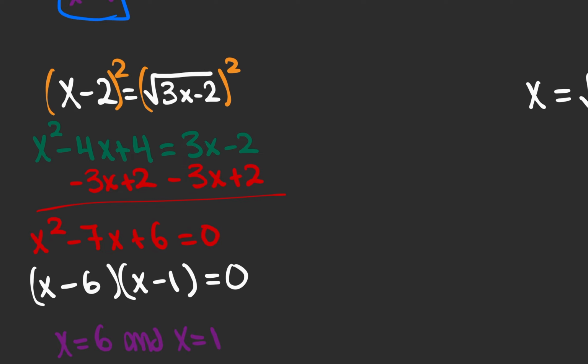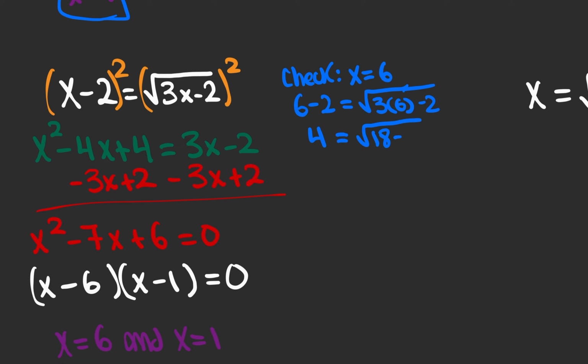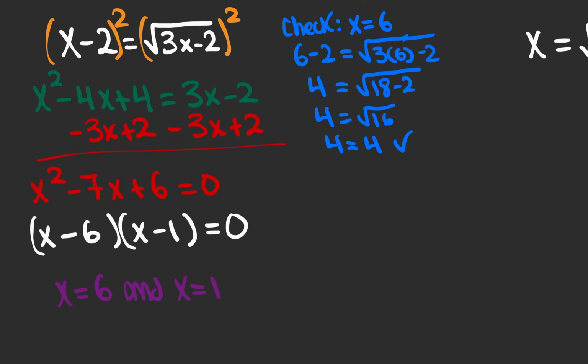From there, I will then do my check. So on the upper right-hand corner, I have check, and I'm checking for x equals positive 6. So I have 6 minus 2 equals the square root of 3, parentheses 6, minus 2. So this will leave us with 4 on the left-hand side. And on the right-hand side, we have 3 times 6. That gives us 18 minus 2. So we have what? 4 equals the square root of 16. And 4 is equal to what? Well, the square root of 16 is 4 as well. So it checks out.